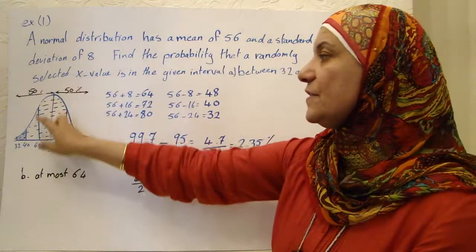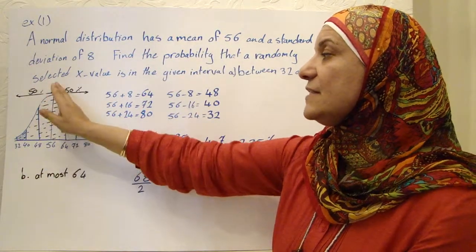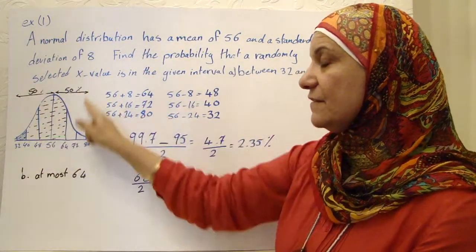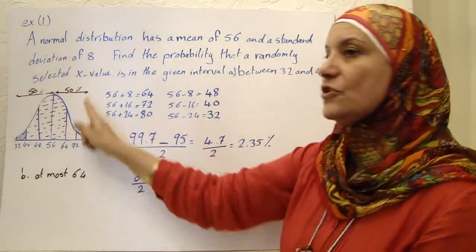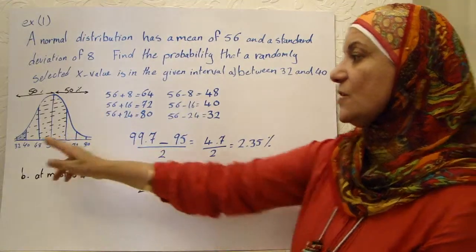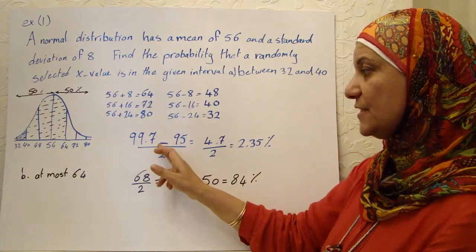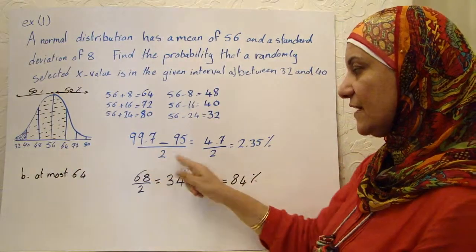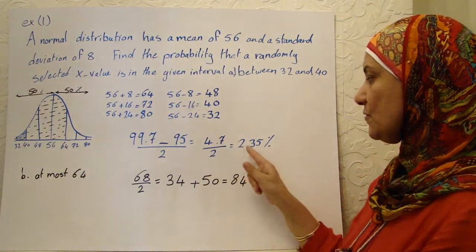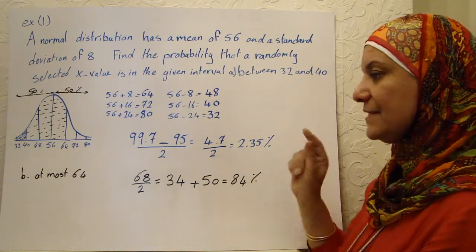We said that the first deviation would have 68%. The second deviation would have 95%. And the third deviation would have 99.7. So this falls between the 99.7 and the 95. But only on one side. So I'm going to have it divided by 2. So it is going to be 2.35%.